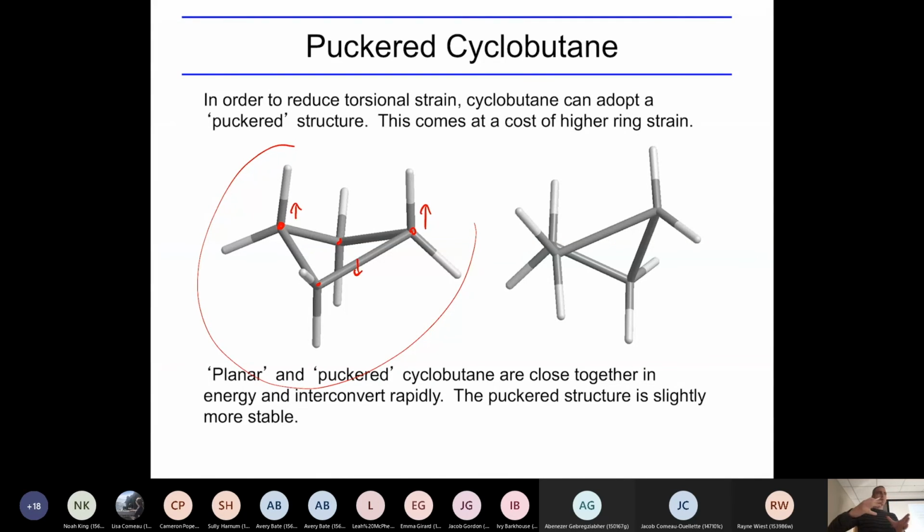If it puckers, what happens is your bond angles get a little bit worse. You get angle strain that increases a little bit because 90 is sort of the best you can do here. But on the other hand, you're making the adjacent hydrogens not eclipsed anymore. They're not perfectly staggered, but they're a little bit better. So this conformation is slightly better, but the difference is very small between a perfectly flat and the puckered. Puckered is worse for angle strain, but better for torsional strain. It was a bit of a toss-up which of those two is best.